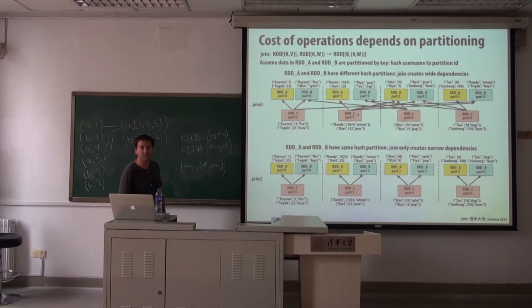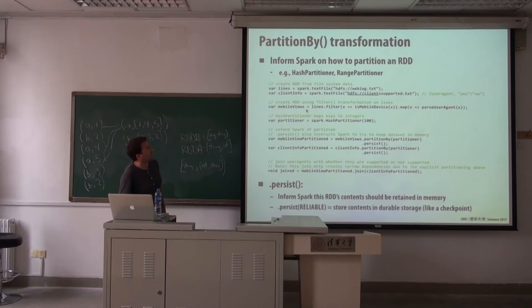And so Spark has a few examples of how you can explicitly set how you want to partition your RDDs across the cluster, so that whenever possible you can make sure that your joins are narrow, your dependencies are narrow.